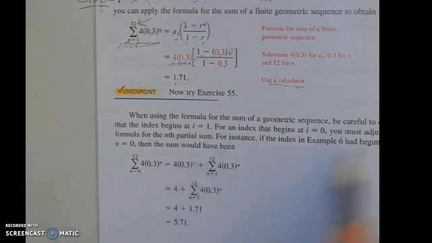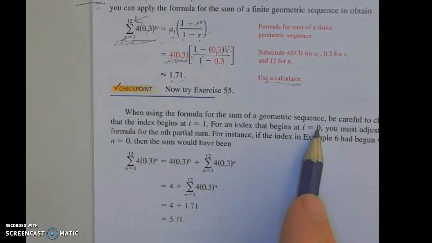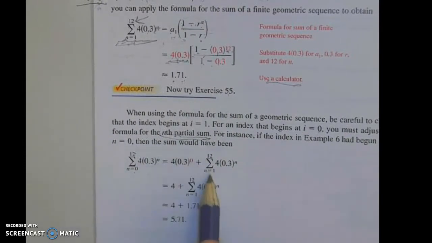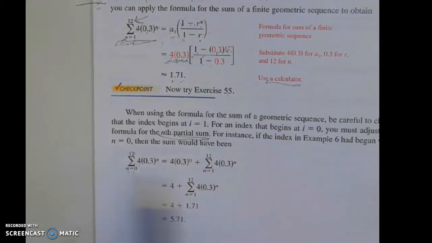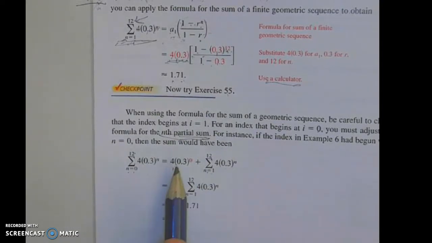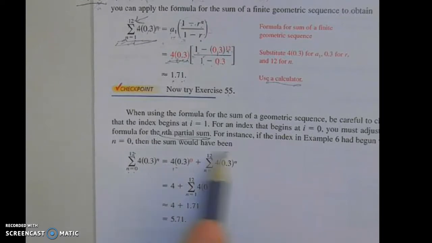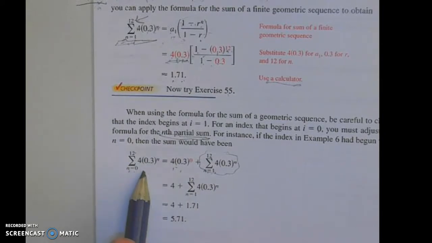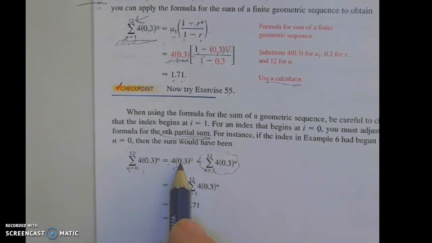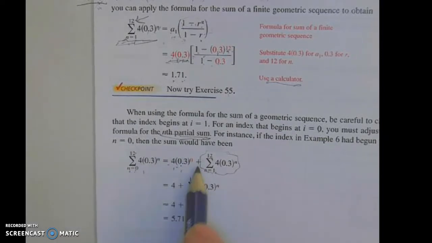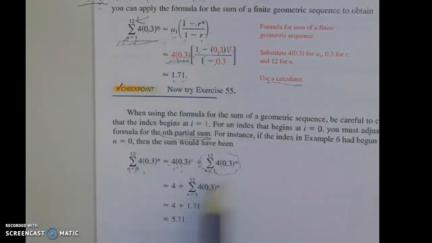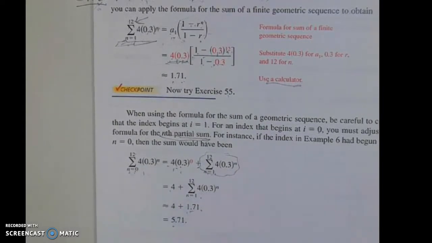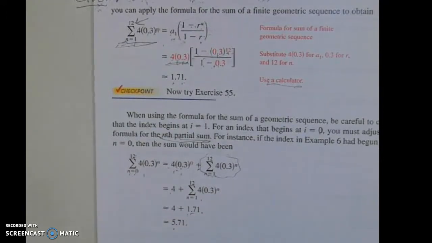Because when we do this, if you'll read right here what it says, you start at 0, you have to adjust the formula for the nth partial sum. In other words, you have to take into account, we usually start with 1, so we have to figure out a number in addition to the original summation we had up here. So that number is the 0 term. So all we do is plug in 4 times the common ratio to the first term, which is 0. Then we add our answer from above. And if we do that, we have 4, the problem from above, which is 1.71, we get our answer. So that's how that last part works.